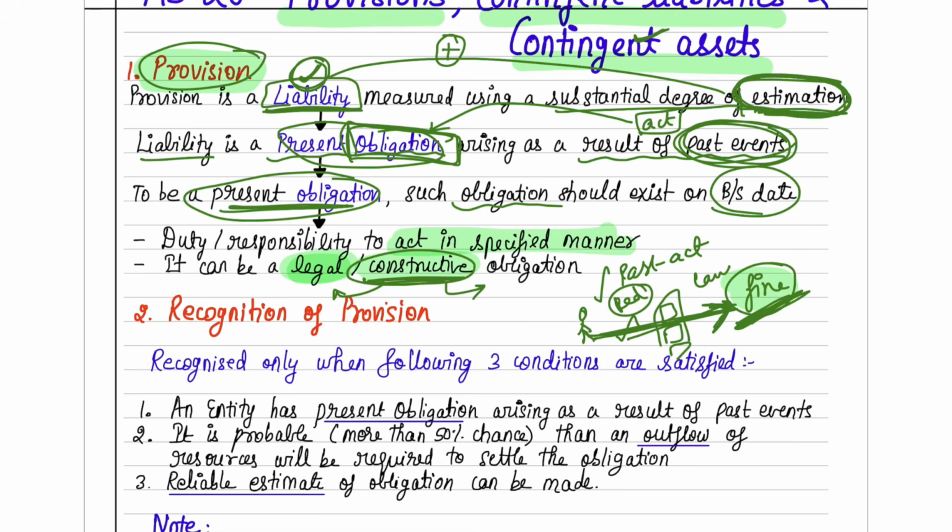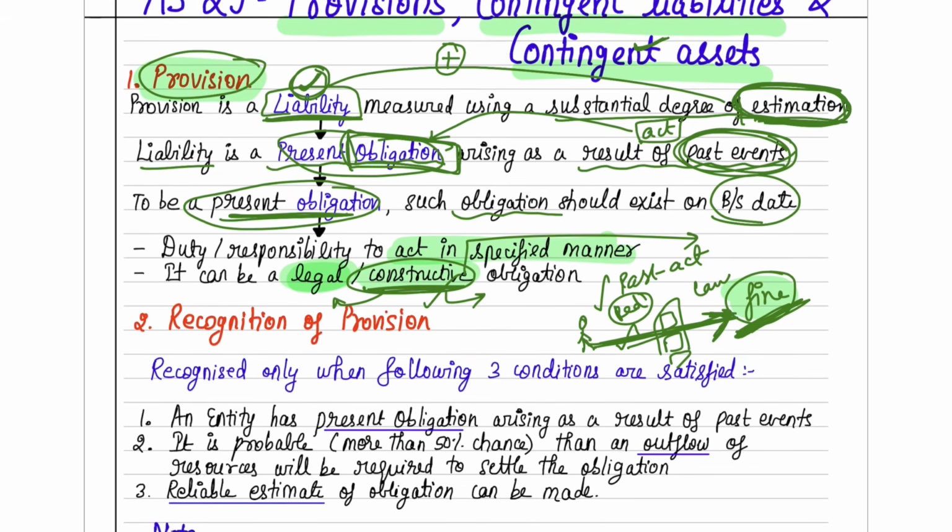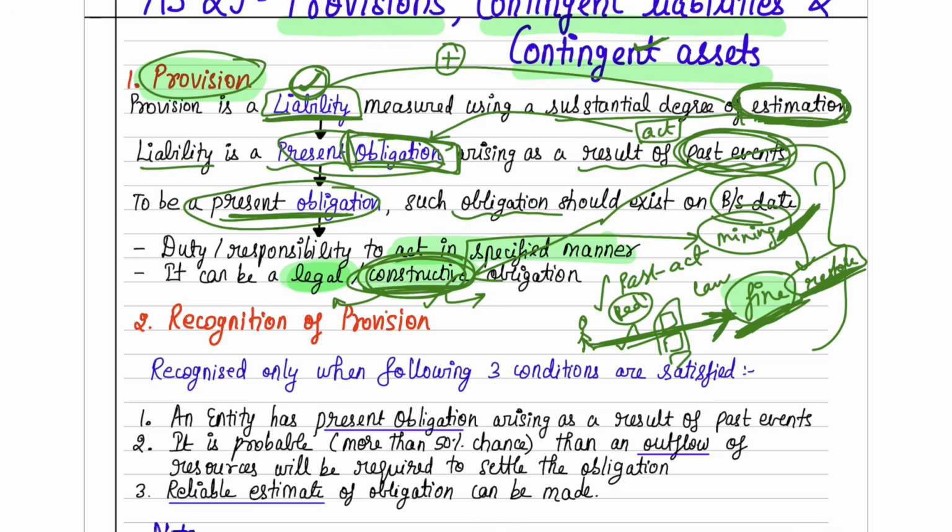Let me give you an example of constructive obligation. You are a mining company, for example, and every time you do the mining activity, you restore the land by yourself. Nobody has come and told you that, but every time after you do your mining activity, you come and restore the land. That's what you have been doing in the past also. So now, due to this, they will think that this time also when you mine, you are going to restore the land. So it is a constructive obligation on you.